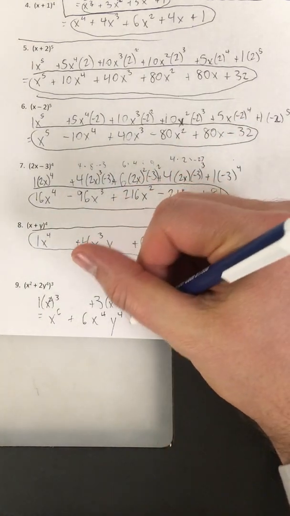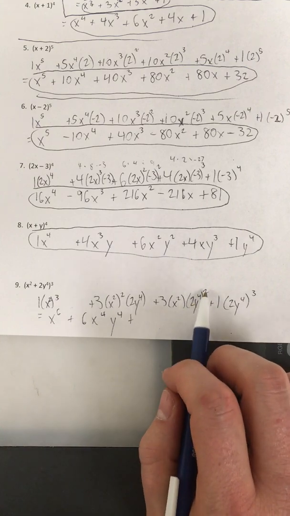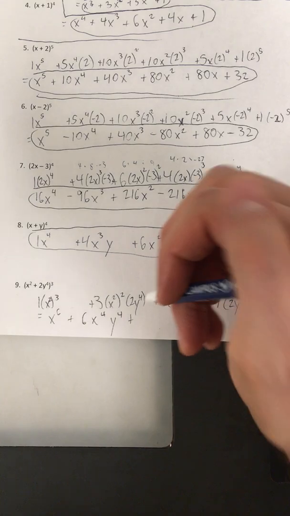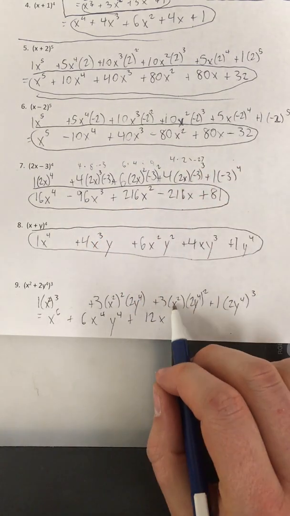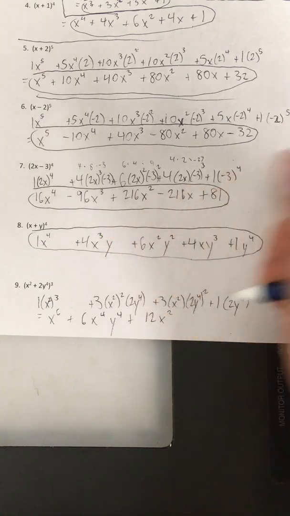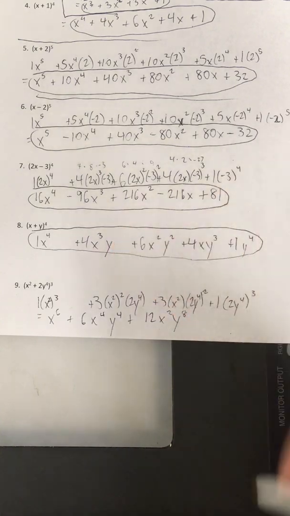And then the next term plus, let's see, I have a 3, I have a 2, and that 2 is being squared. So 2 squared is going to be 4. 4 times 3 is going to be plus 12. And then x to the what power? X squared, and then y to the 4th, but it's getting that squared also. So multiply those, going to be y to the 8th.